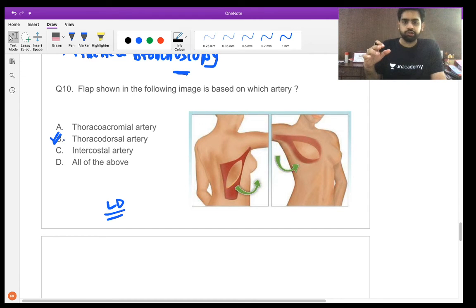That is important. Good that you know. Right. Now another thing is the TRAM flap. Can you tell me, TRAM flap is based on which artery? So it can be based on the superior epigastric artery or the inferior epigastric artery.